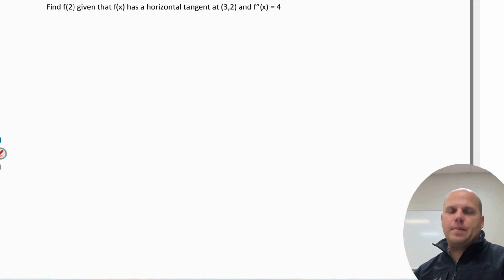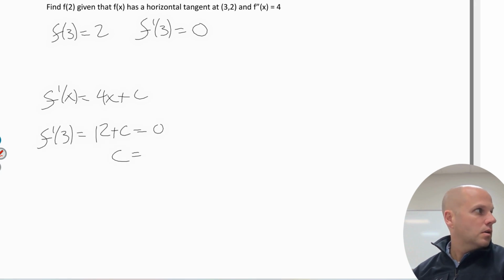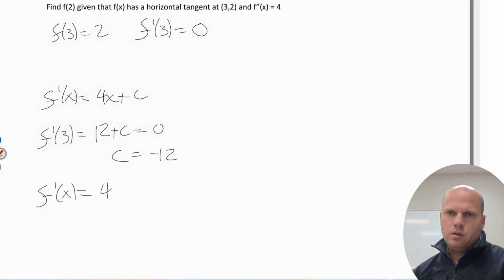Don't just copy this down. You have a point and you have a slope. Every time you go backwards, you need a plus c. Backwards even further.